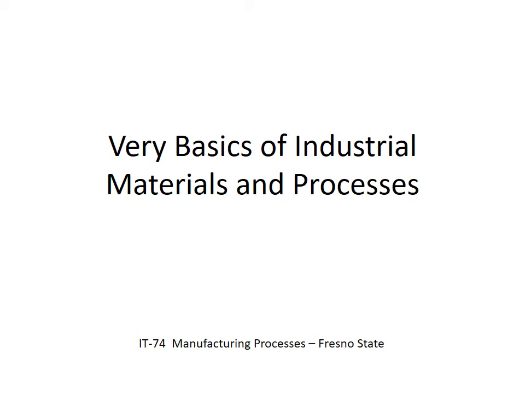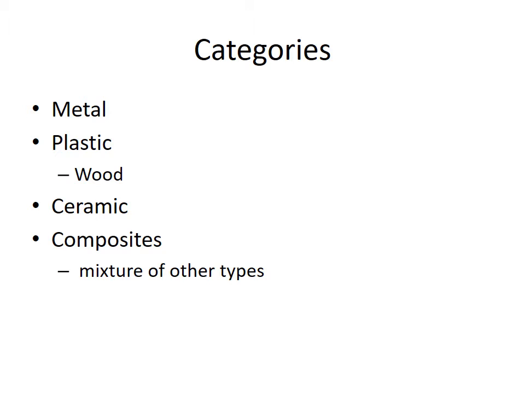Okay, this is just some very basics about materials and categories of processes. In industrial technology, we have a whole other course that goes into materials, and so this is just some introductory stuff. We won't be getting too deep into the weeds on materials. Okay, lots of categories: metal, plastic, ceramics, composites. And as they have wood there under plastic, you'll see that wood is actually a natural plastic.